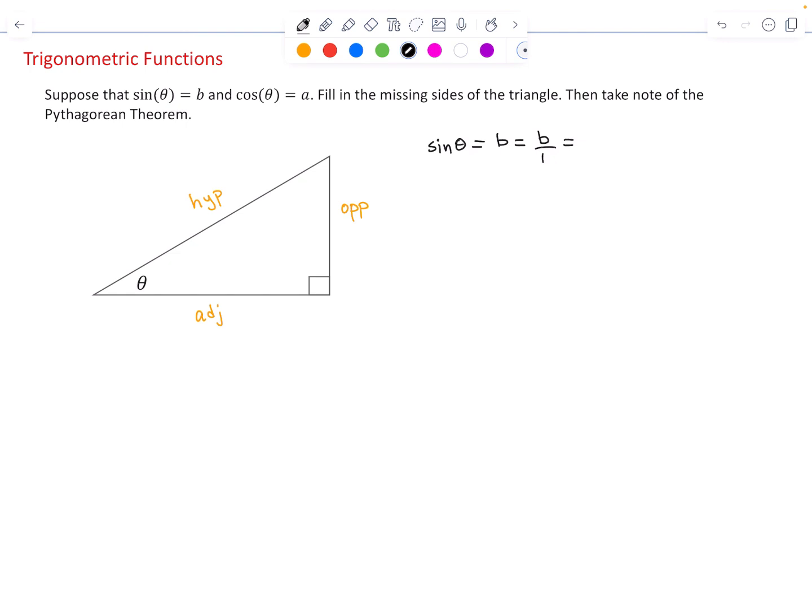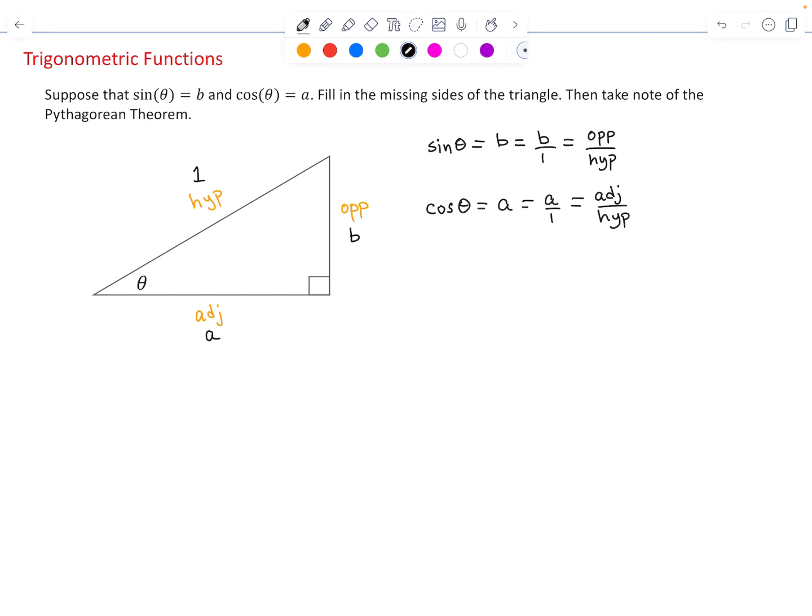And then I can think of this in terms of opposite and hypotenuse. This allows me to label two sides of my triangle in such a way that the opposite has length b and the hypotenuse has length 1, so that the opposite divided by hypotenuse will produce, in fact, b over 1, which is just b. We're also told that the cosine of theta is equal to a, which we can write as a fraction, a over 1, and think of this in terms of the cosine definition, which is adjacent over hypotenuse. So I can think of the adjacent as having length a, and again, the hypotenuse having length 1. So we wind up producing this generic right triangle where the legs are a and b, and the hypotenuse is 1.